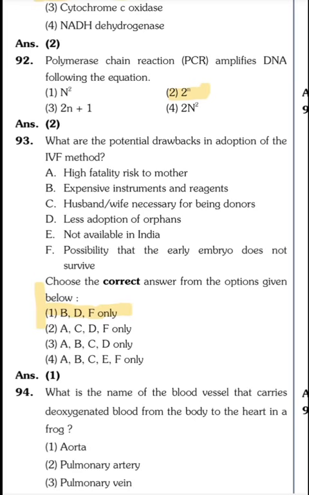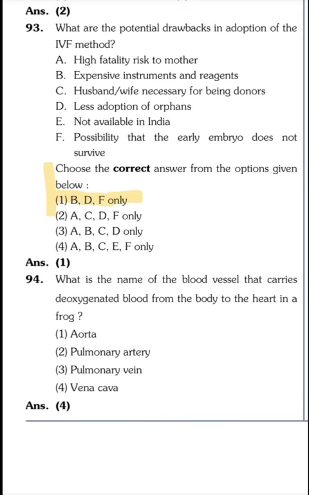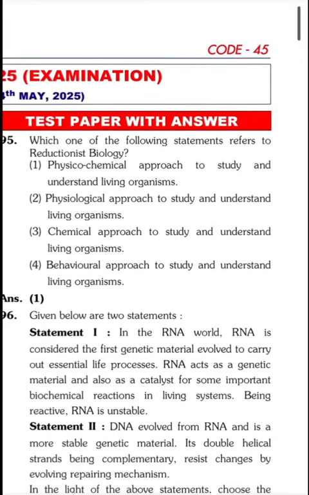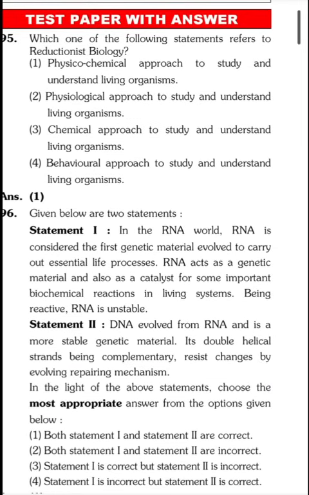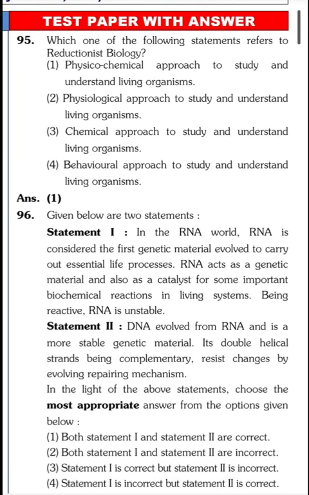The next question is, what is the name of the blood vessel that carries deoxygenated blood from the body to the heart in a frog? It is going to be vena cava. Just like human beings, even here it is a vena cava. Then you have the next question, which one of the following statements refers to reductionist biologists? It is the physico-chemical approach to study and understanding living organisms. This physico-chemical approach is considered to be reductionist biology.